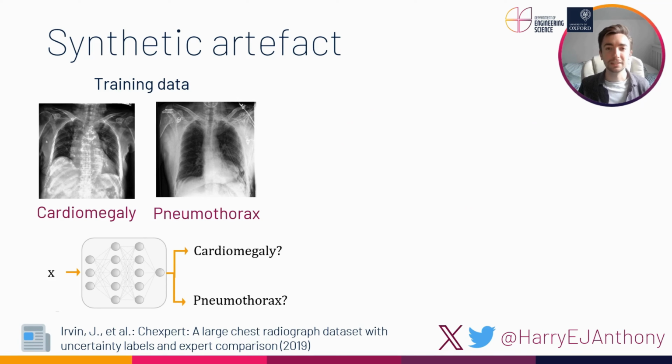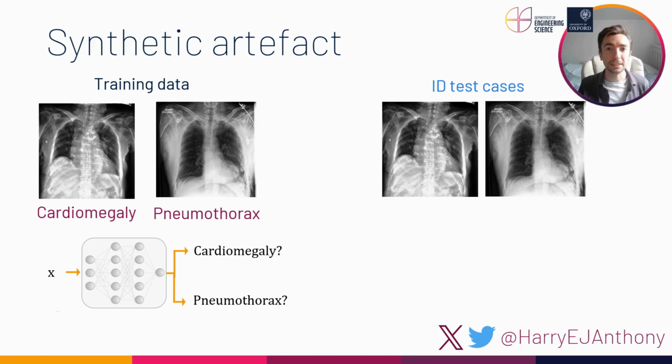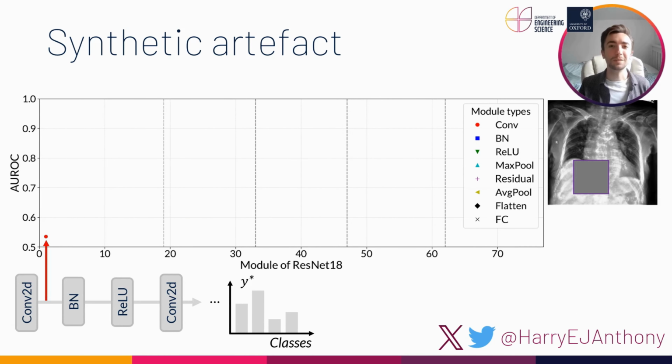So to study this method, we trained a ResNet 18 model on chest X-ray images from the CheXpert dataset to classify between images with cardiomegaly or pneumothorax. We trained on 90% of this data and held out 10% as our ID test cases. To create an OD test case, we then added a synthetic grey square to each of these held out ID images. So, firstly, we looked at the case where the grey square took up 10% of the pixels of the image. We extracted embeddings after a module in the network and used Mahalanobis Score as our OD scoring function, evaluating the performance using the area under the ROC curve.